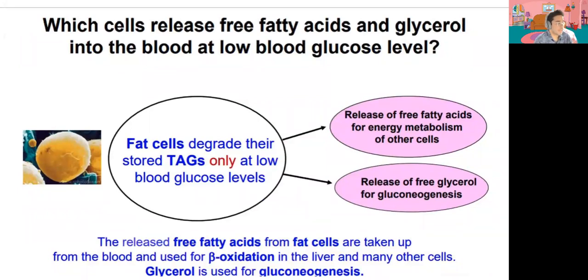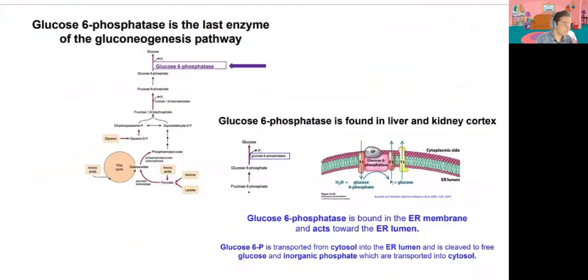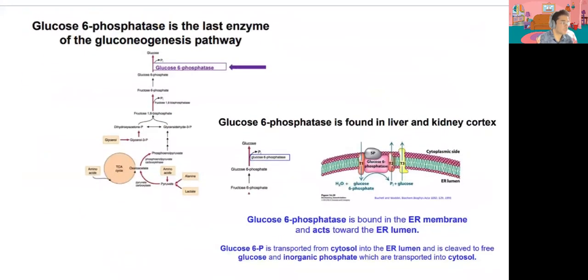Okay, TAGs. Essential to remember: fatty acid degradation. Fat cells are going to degrade TAGs only at low blood glucose levels. Remember, we're talking about a prolonged state of starvation, and they're going to release free fatty acids for energy metabolism. We're going to do beta oxidation with them. It's going to be great. Everyone has a good time except for your liver, because it's doing the primary effort in this entire path.